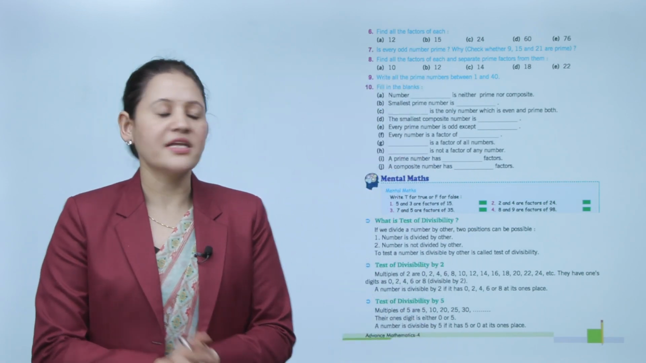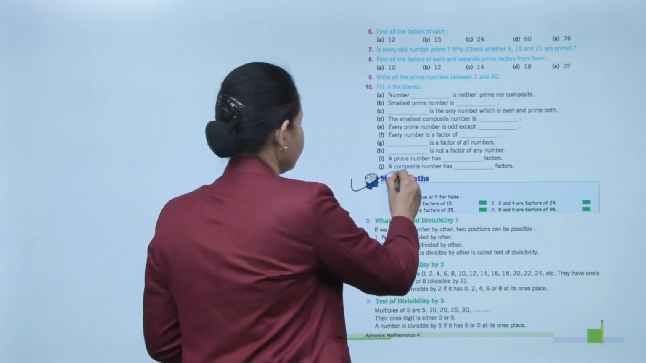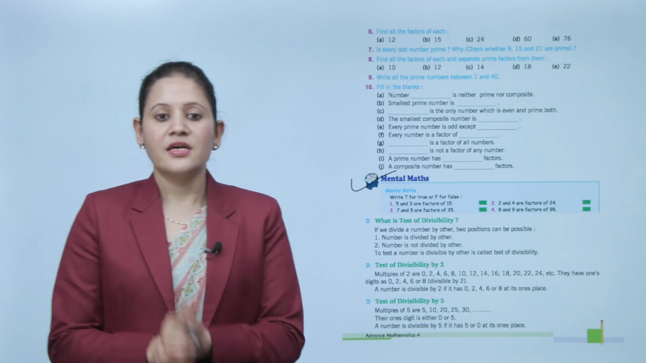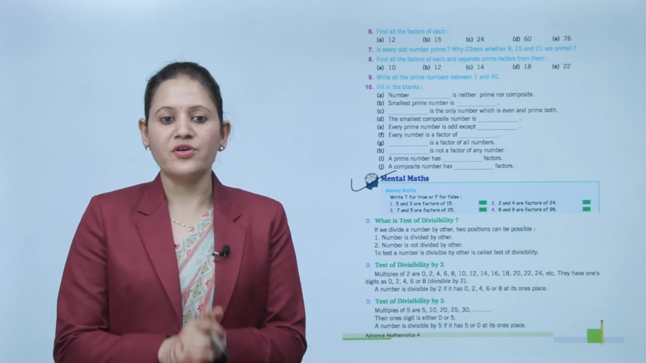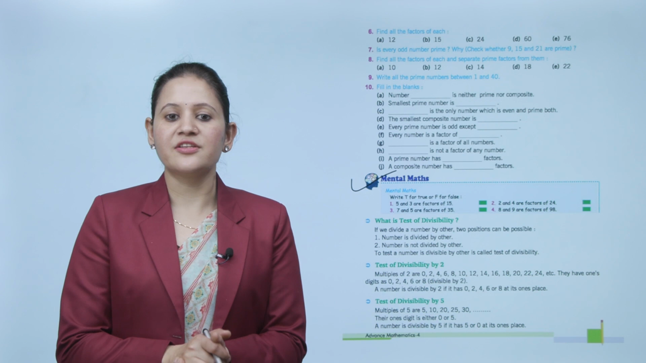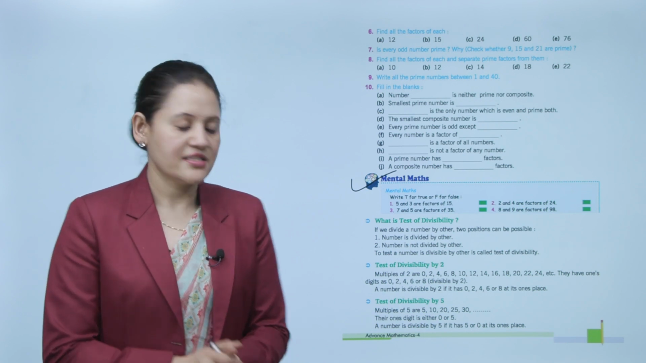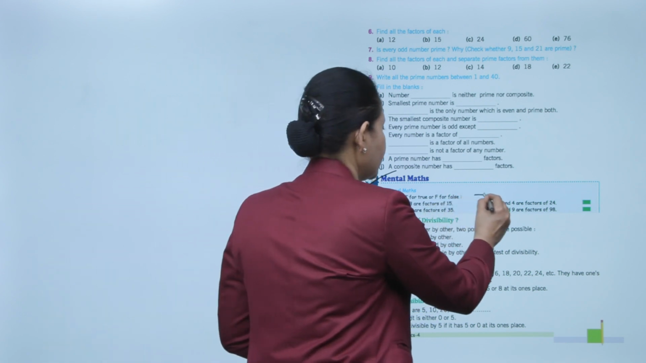Next is mental maths. Write T for true and F for false. 5 and 3 are the factors of 15. Yes, that is true. So write T for it.